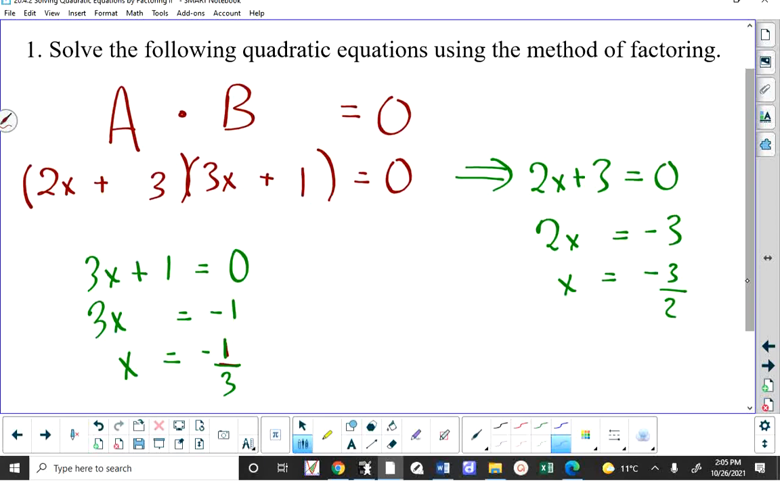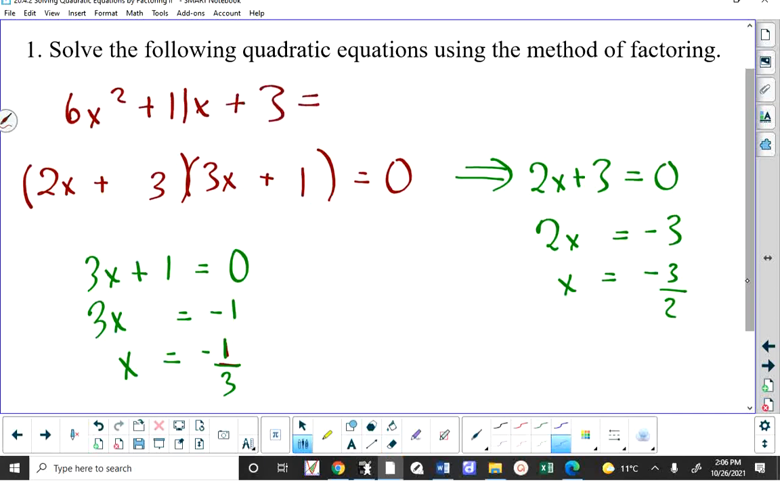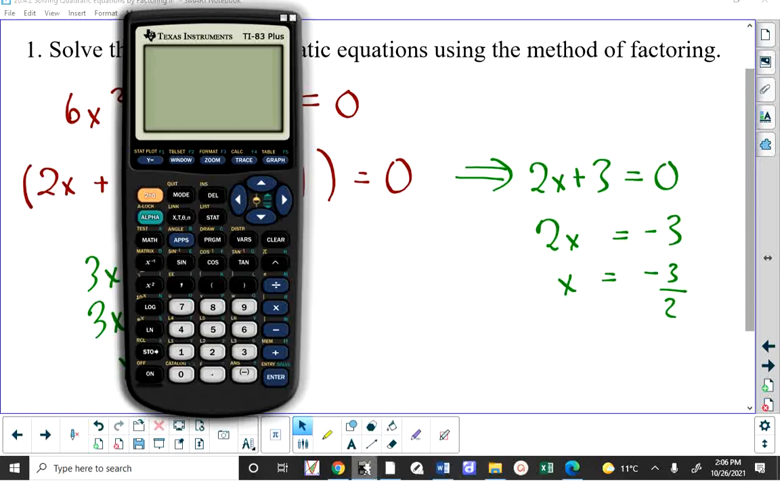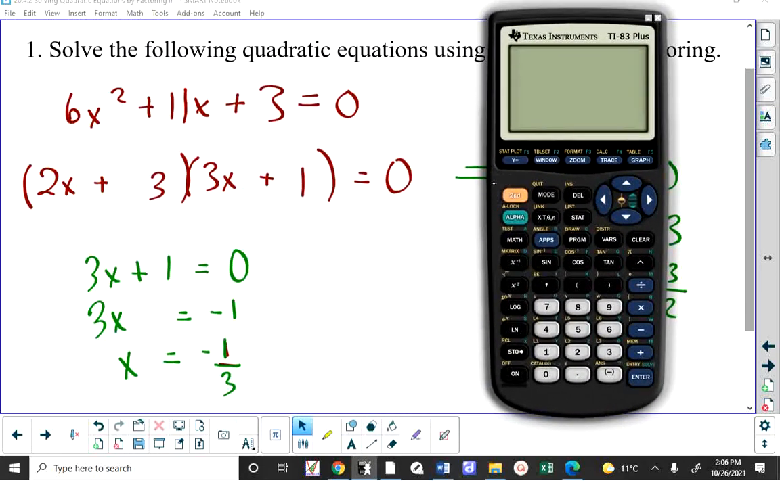You know, prior to today's work, if I said to you, solve this equation, you would only know how to solve it graphically. Well, let's solve it graphically. We're going to enter y equals 6x squared plus 11x plus 3. Probably try zoom standard first. That's usually the way to go.